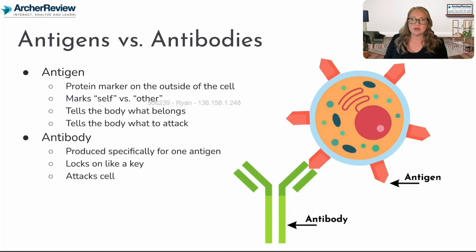It helps the body know what's self and what's other. What do I attack and what belongs here? What should I leave alone, right? Now, antibodies are like the key. They are going to lock right onto that antigen and attack the cell. Antibodies made by our B cells are designed specifically for one antigen.